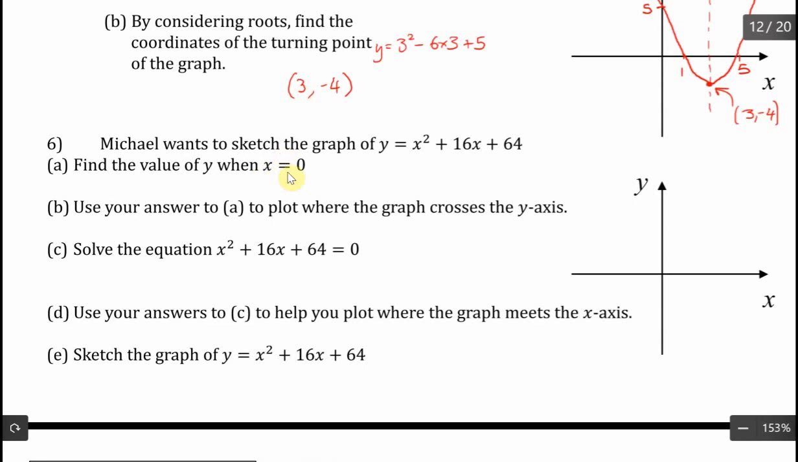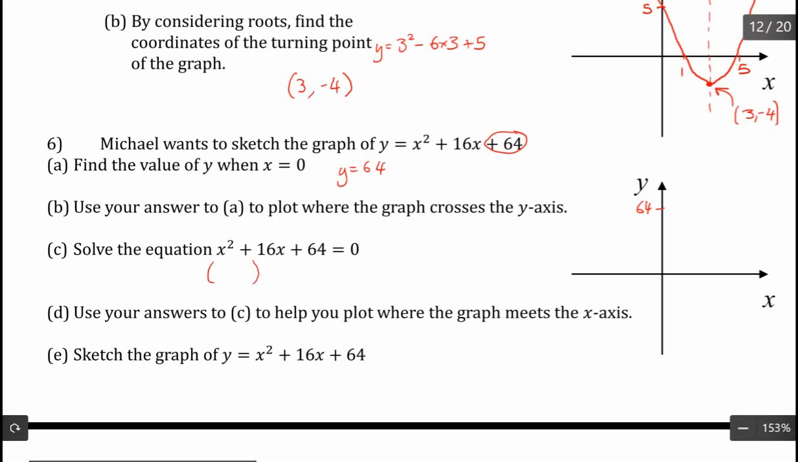Finally, number 6, Michael wants to sketch this graph, find the value of y when x is 0, so the y-intercept. We can already see it will be 64, because 0 squared plus 16 lots of 0 would just give 0. So 64 is the y-intercept. Use your answer to part A to plot where the graph crosses the y-axis. Done that already. Solve the equation.